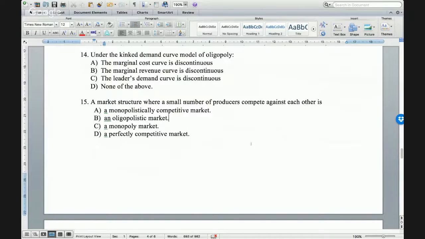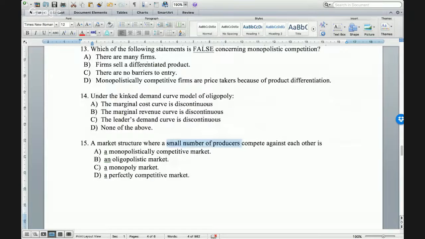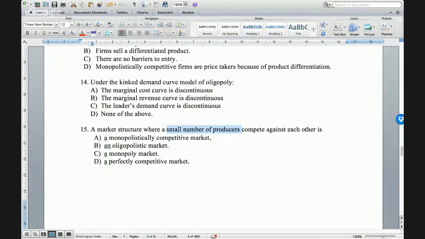Okay, 15, again, market structures. A market structure with a small number of producers. So you should know this is not monopolistic if you got the previous question correct, where you knew there were many firms. Also, perfect competition also has many firms. So straight away, you should be able to knock A and D out as options. So a small number of producers compete against each other. Your answer is oligopolistic market, because a monopoly is only one producer that has no competition.